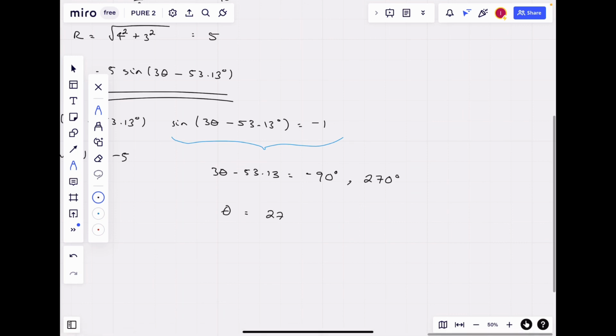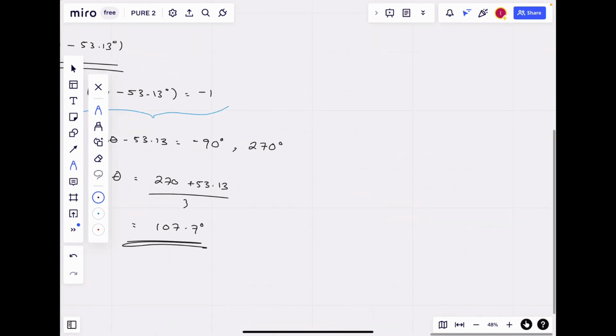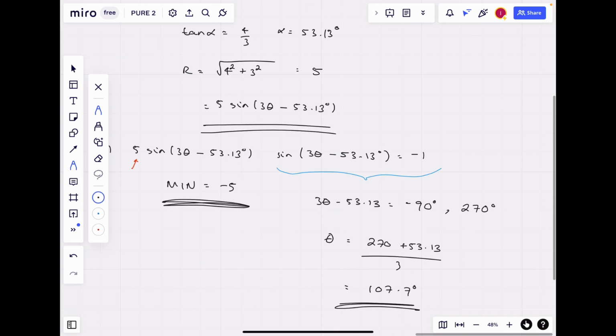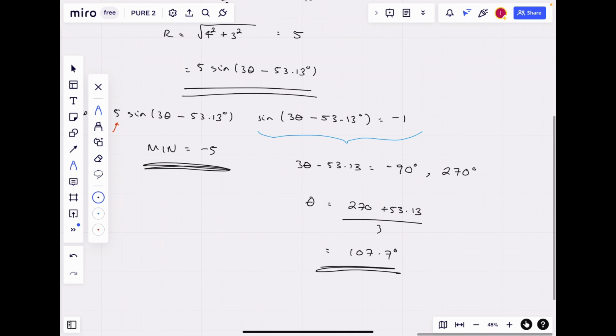Because even if we rearrange for theta, we still get a number that's negative. So 270 plus 53.13 all over 3 gives 107.7 degrees. So here the minimum value that it can take is minus 5. And the value of theta at which that occurs is 107.7.